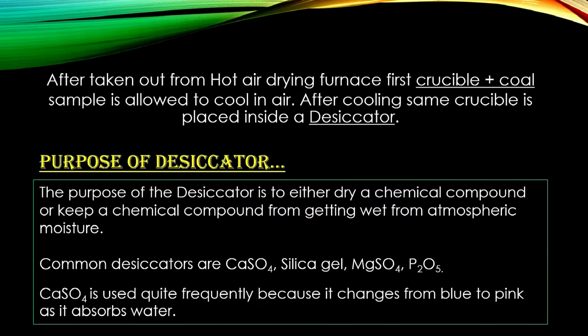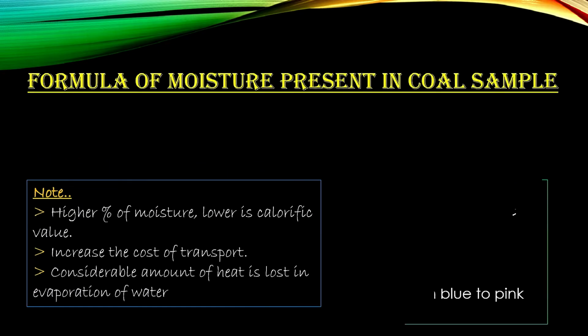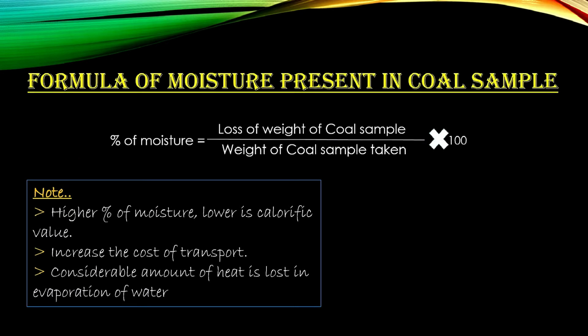Calcium sulfate is used quite frequently because it changes from blue to pink as it absorbs water. After some time, the crucible is taken out from the desiccator and the weight of the coal sample along with the crucible is measured. To calculate the percentage of moisture in the coal sample, the loss of weight of the coal sample is divided by the weight of coal sample taken, then multiplied by 100.